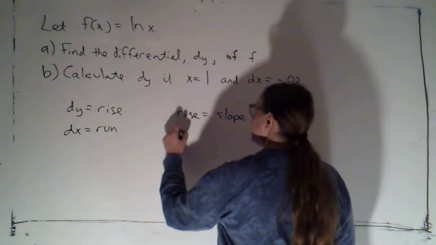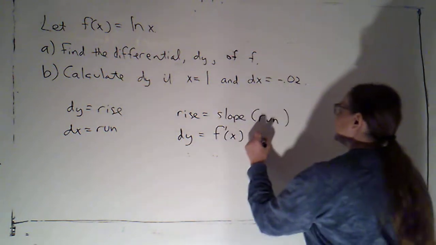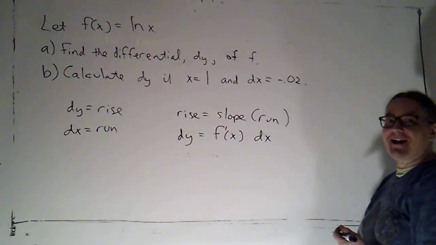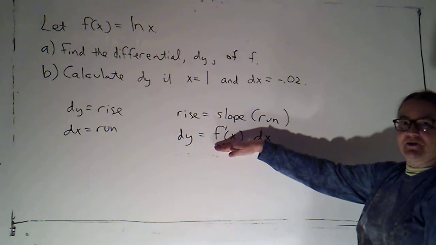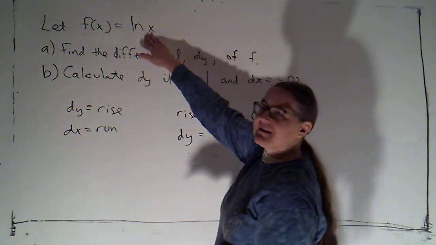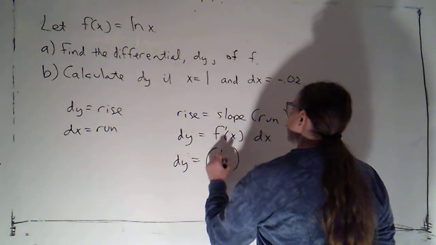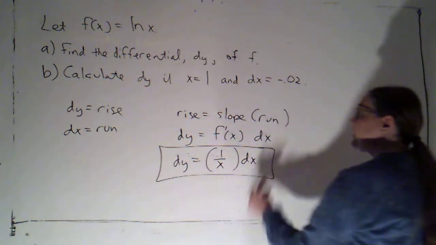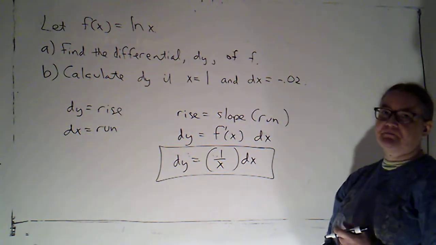So the rise is dy, the slope is just f prime of x, and the run is dx. This is the generic formula for calculating a differential. All I need to do here is plug in the derivative of the specific function that I was given. Since f of x is the natural log of x, I know that its derivative is 1 over x. So there's the differential of the natural log function.